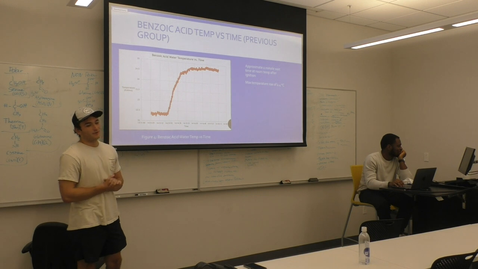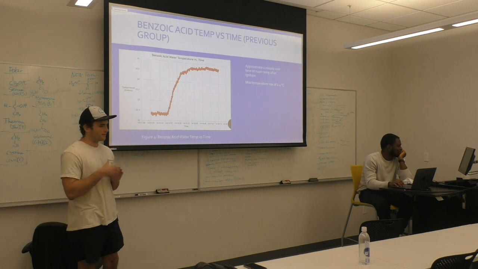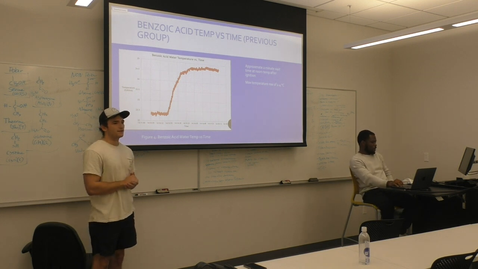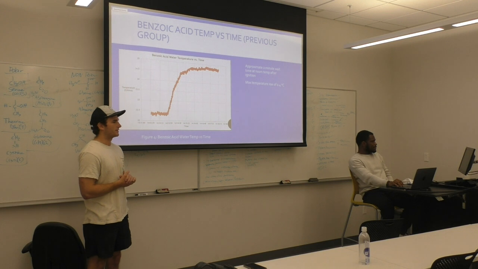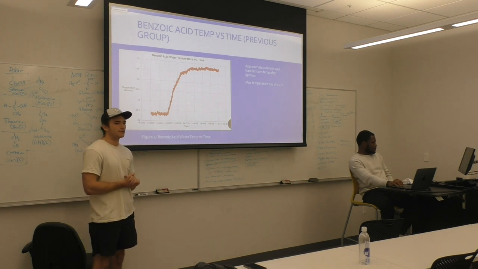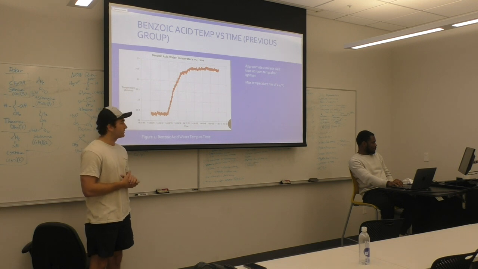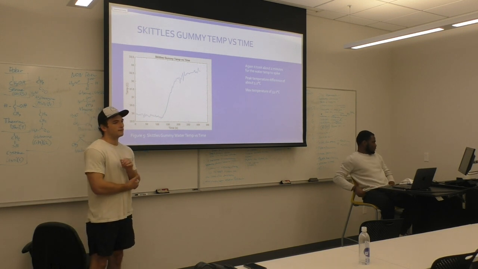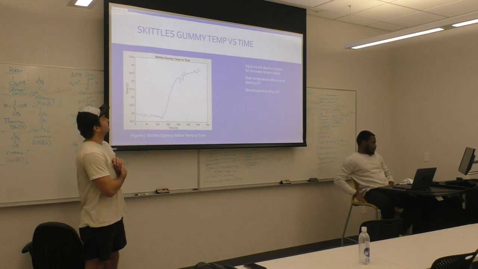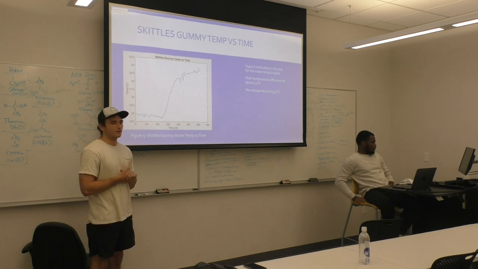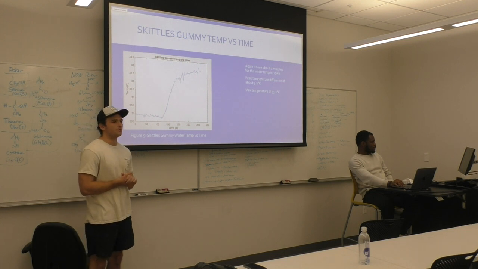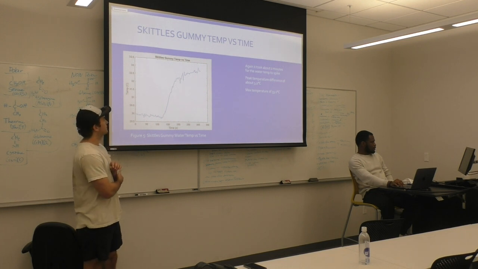Okay, so this is a previous group's trial, because we did not get any data for the first one. You have a max delta T of about 2.4 degrees Celsius, and it takes about 2 minutes once the bomb is ignited for any noticeable temperature change to take place. And this is our experiment with the Skittles gummy. We had a max temperature difference of about 3.2 degrees Celsius, and again it took about 2 minutes before any real change was noticed.